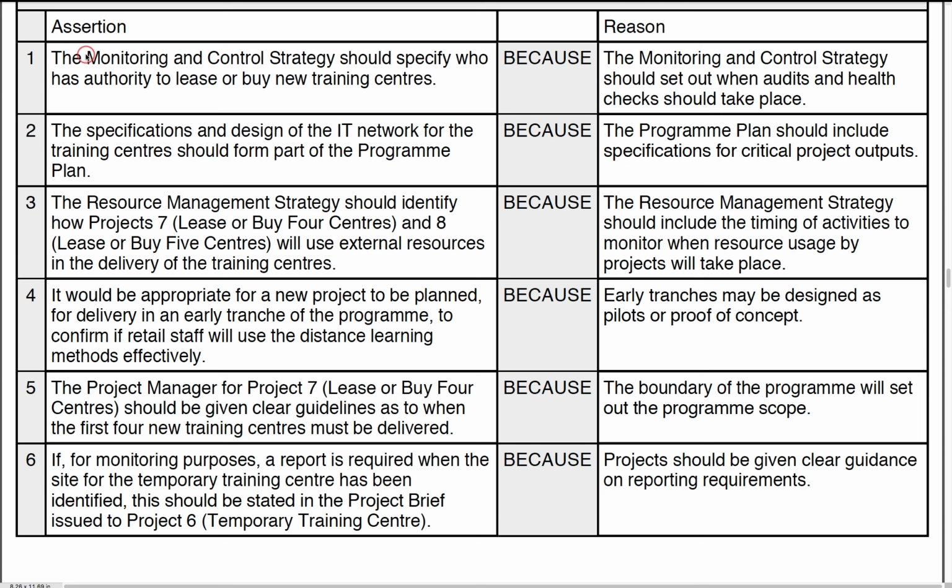So firstly, the monitoring and control statement should specify who has authority to buy or lease. Well, of course, this is absolutely right, because part of that is the controlling strategy and how to buy or lease training centres. That comes through the control, and that will definitely be in there. Some of that information could also be in the resource management strategy, describing the particular resources required and any approvals that might need certain boundaries to work with as well. So, true statement.